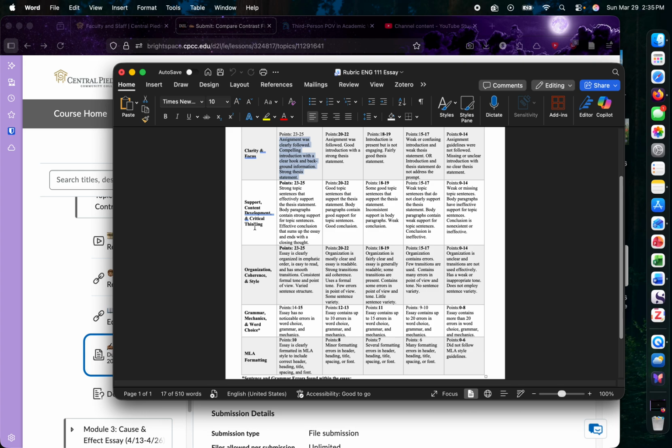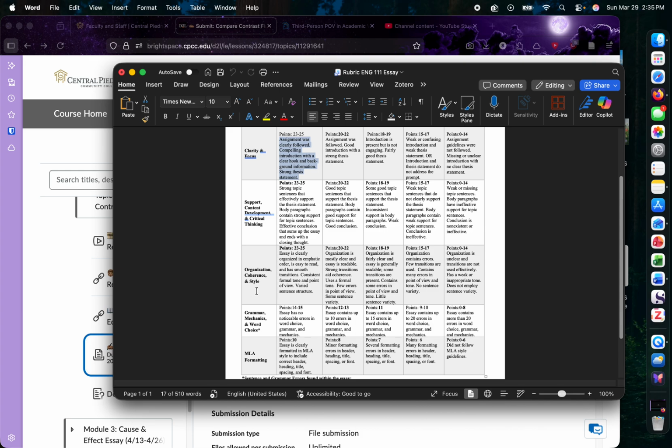Next, your support, content development, and critical thinking. You have strong topic sentences that effectively support your thesis statement. Your body paragraphs contain strong support for topic sentences, meaning that each body paragraph needs to have a topic sentence, and those topic sentences need to support the thesis statement of the whole essay. You need to have an effective conclusion that sums up the essay and then has a nice parting thought.